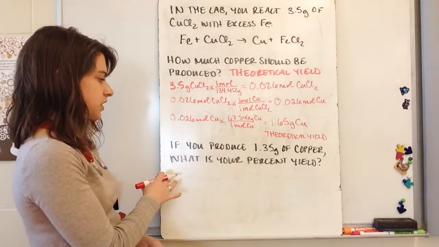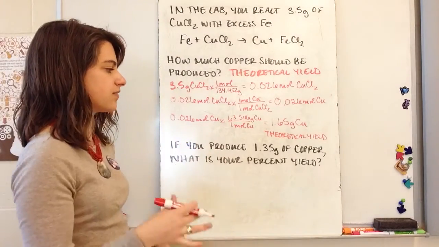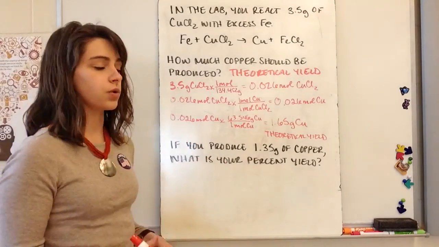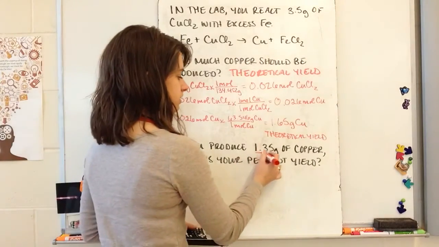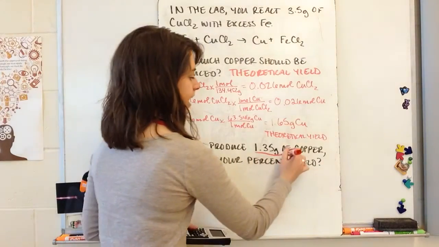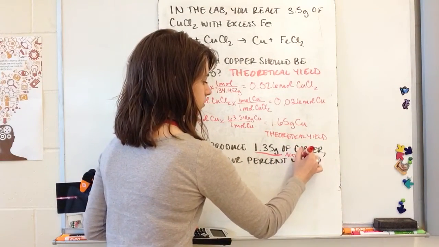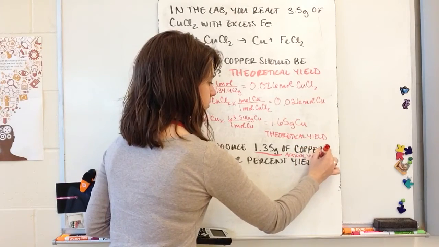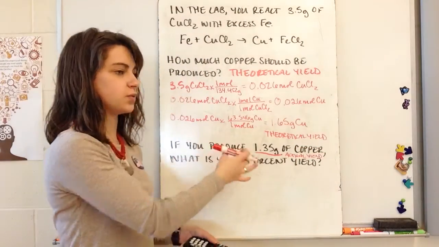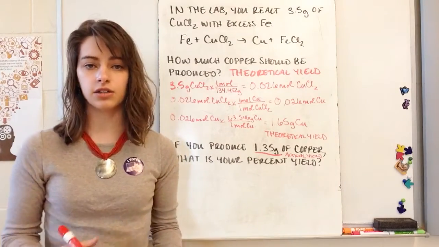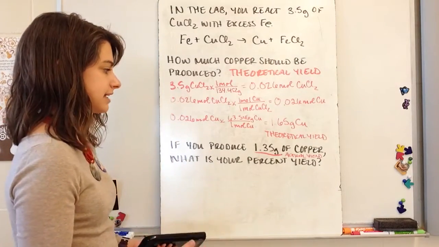Now, the second part to this question says, if you produce 1.35 grams of copper, what is your percent yield? So this number right here, my 1.35, is my actual yield, because it says if you produce. So that's how much we actually made. So that's what we would have massed in lab.